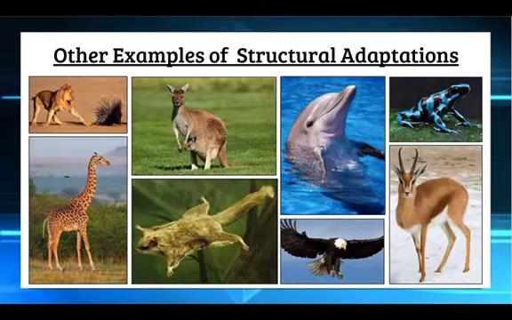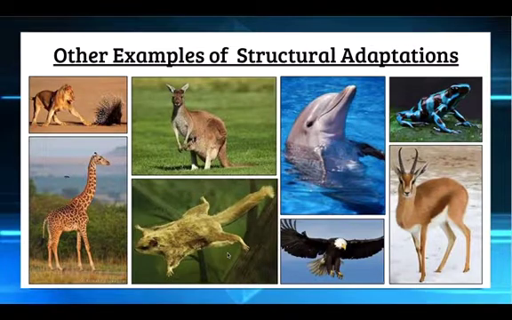This next slide shows a bunch of different types of structural adaptations. Top corner, we have a porcupine. Those quills are pokey parts. Basically, they can fend off predators that way. Giraffes, we know, have long necks so that they can reach the food in higher places. Kangaroos have a pouch so that they can protect their young.